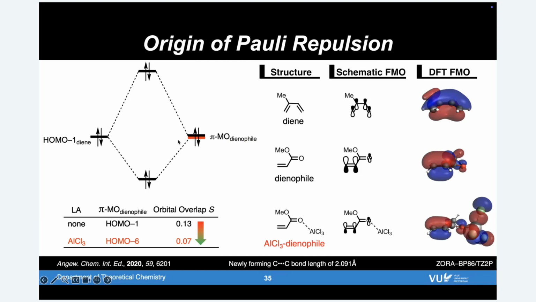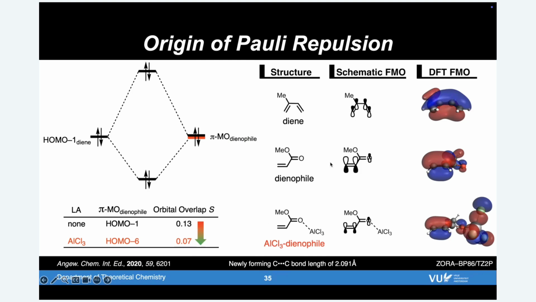It can be related back to that, overlapping with the pi molecular orbital on the dienophile. And for the uncatalyzed reaction, that overlap amounts to 0.13. That is quite large. And then when you add your Lewis acid, that overlap decreases a lot. And that is the origin of the less destabilizing Pauli repulsion.